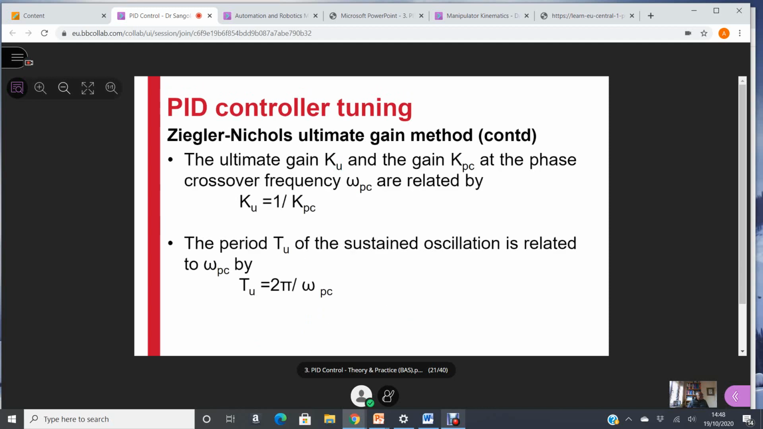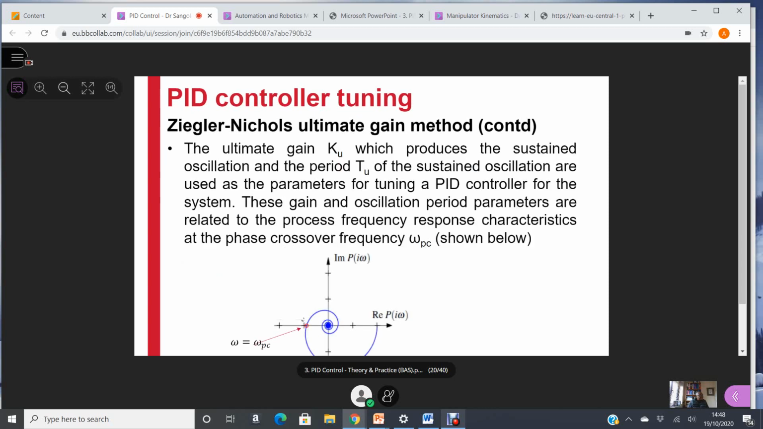Of course, what is the phase at that point? Sorry, I'm flipping back and forth, but I forgot to mention, I talked about the gain at that frequency. The phase at that frequency is minus 180 degrees. That's why that frequency is called the phase crossover frequency.